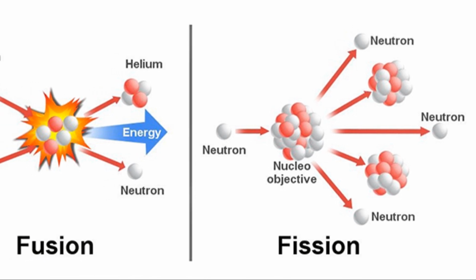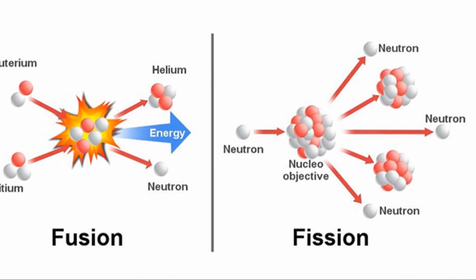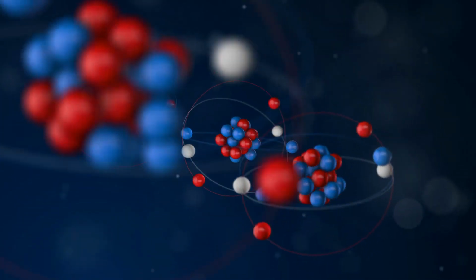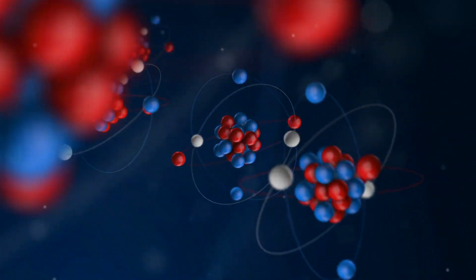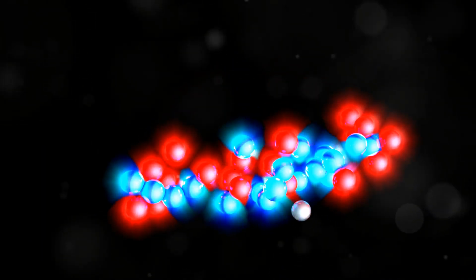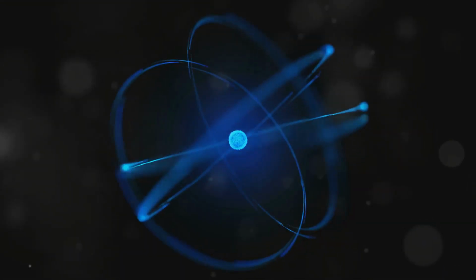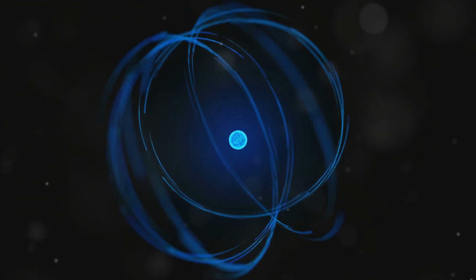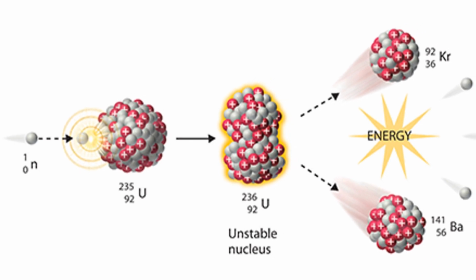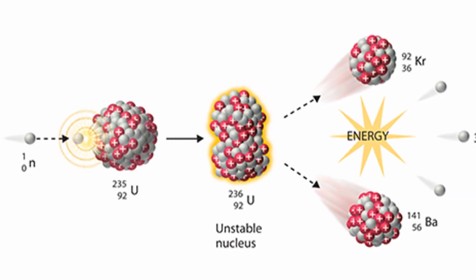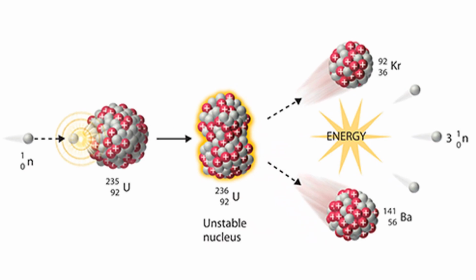Both fission and fusion involve a change in the binding energy of the nuclei. Binding energy is the energy that holds the nucleus together. When a heavy nucleus fissions, the binding energy of the daughter nuclei is greater than that of the parent nucleus. This difference in energy is released, primarily as kinetic energy of the fission products and neutrons.